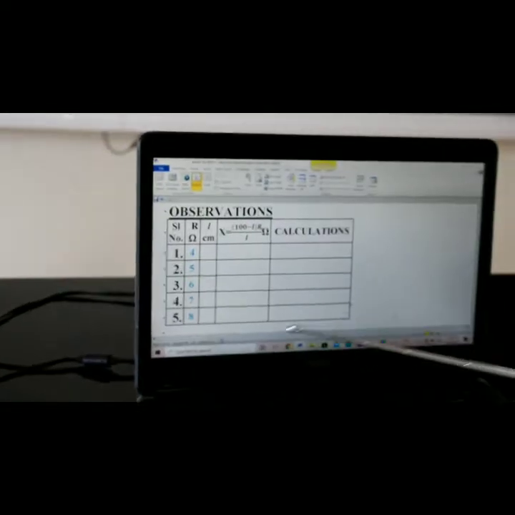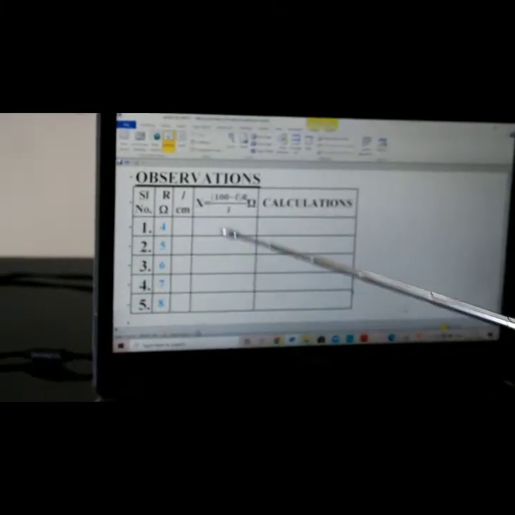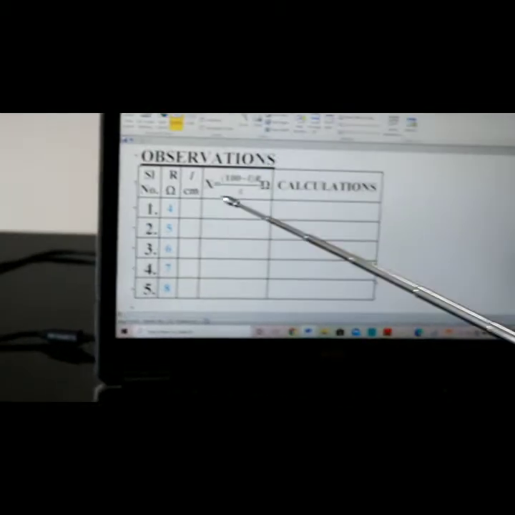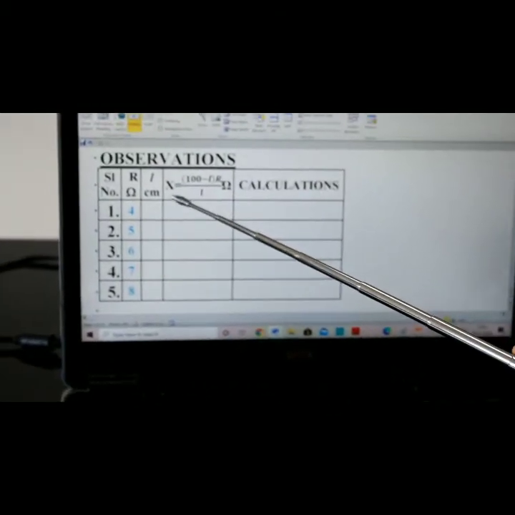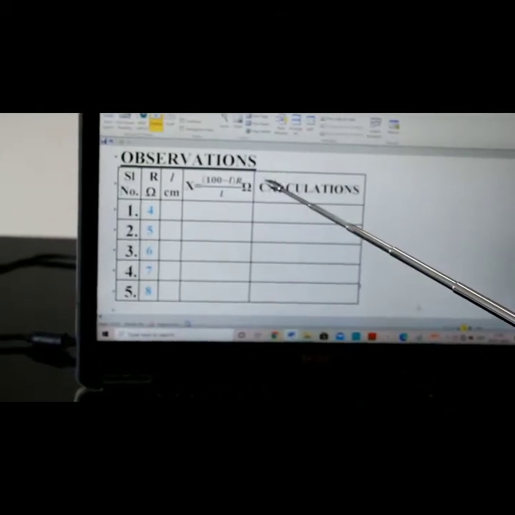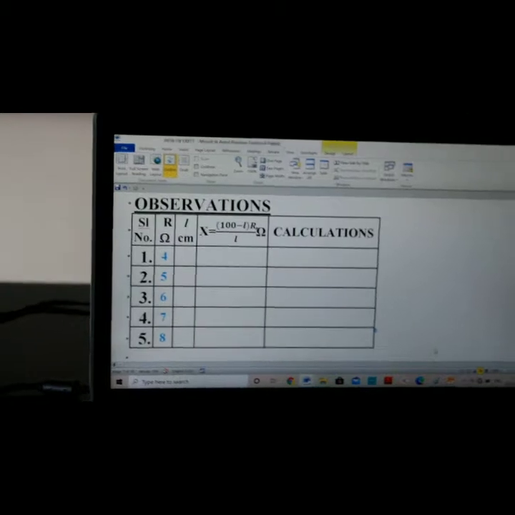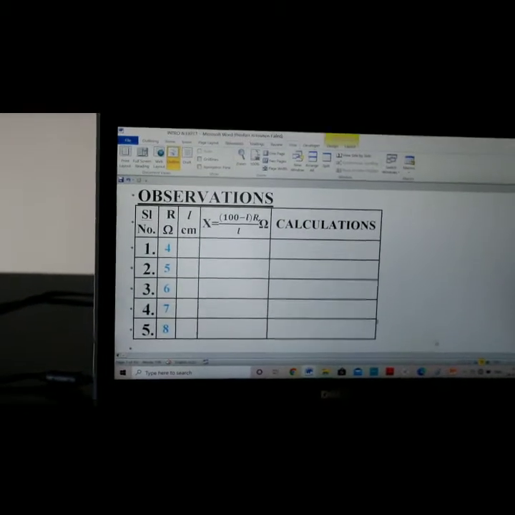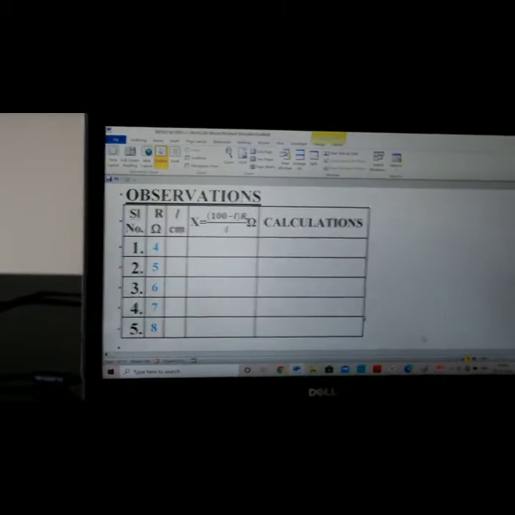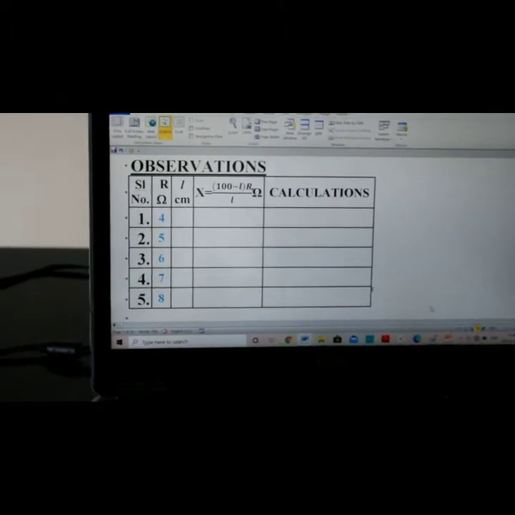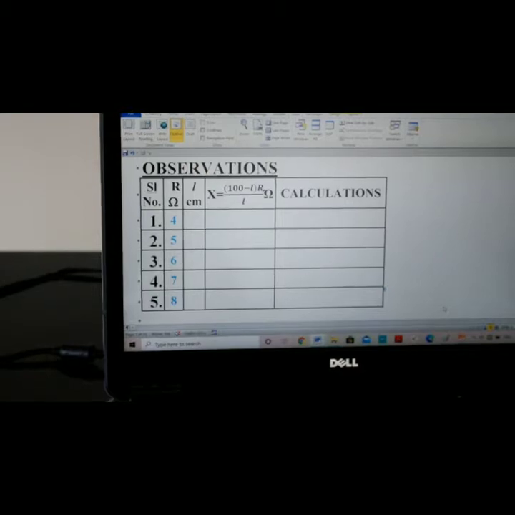Now you need to fill up the tabular column. Hope you have taken readings and filled up this column. And next you will have to find X: X equals (100 minus L) into R over L. You need to calculate these columns. So you can go ahead, take 2 minutes and finish with the calculations. And then we will find the result.